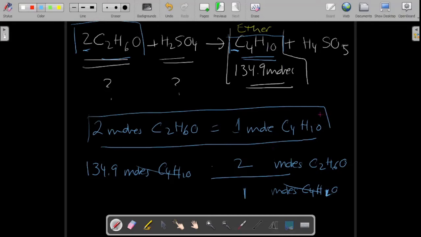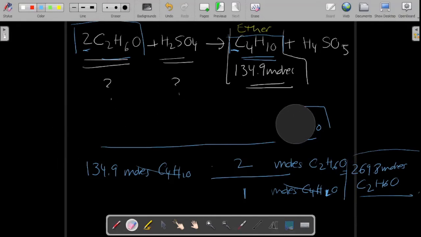Okay, so do the math. Multiply the 134.9 by 2, and you'll see that you would need 269.8 moles of the first reactant to be able to produce the 134.9 moles of ether. So the first one is done. Let's do number 2, the second part of the problem.